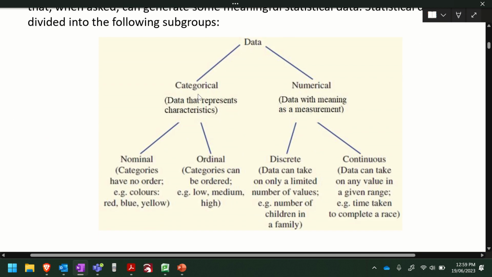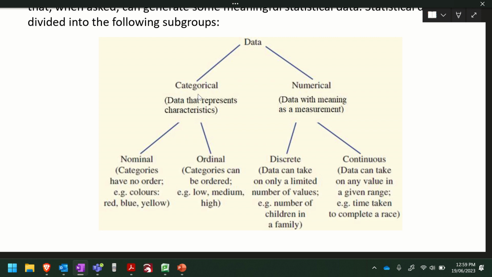Your data can be broken up into two types: categorical or numerical. Now, what do you think the word categorical means? Category. What kind of data? It represents characteristics. Yes. And numerical means numbers. Good. What else? Data with measurement. Good. That's numerical. Data that you maybe count one by one is numerical.